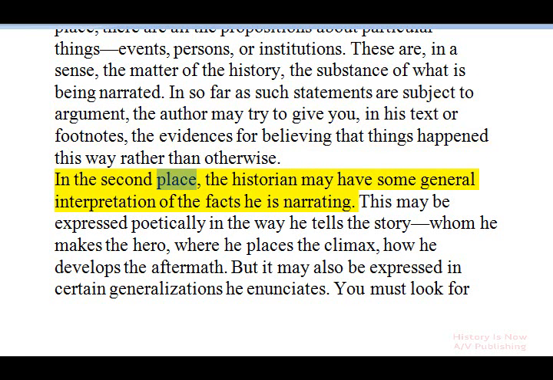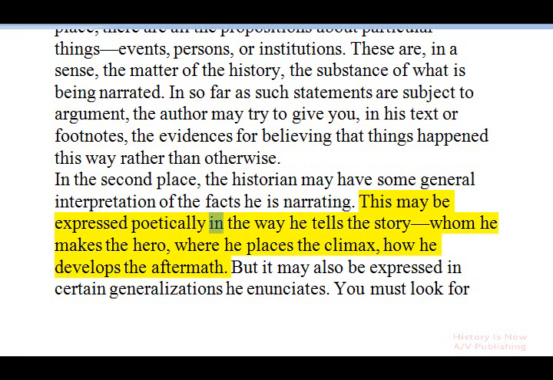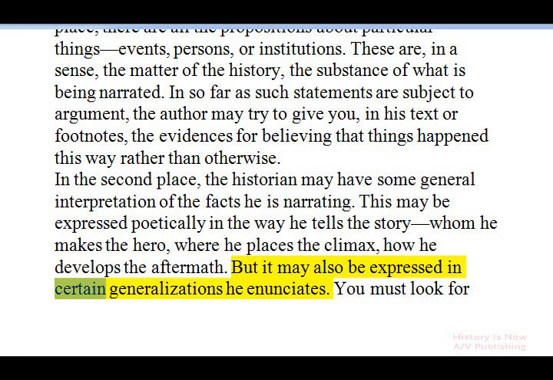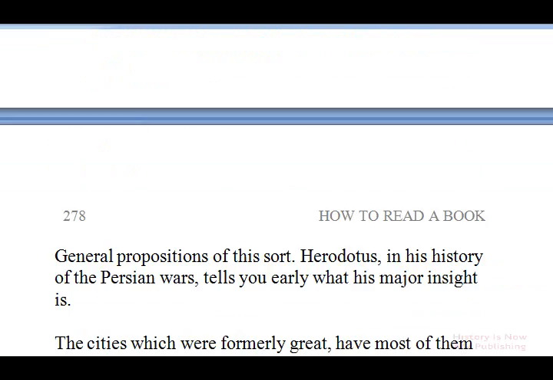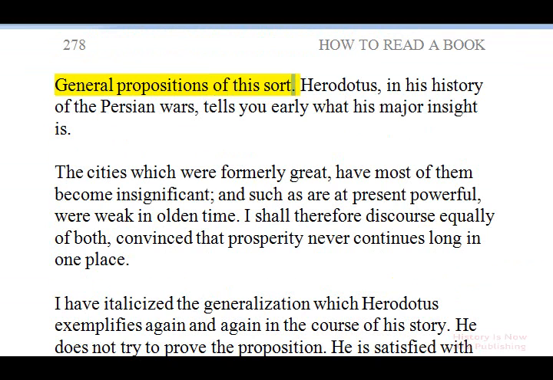In the second place, the historian may have some general interpretation of the facts he is narrating. This may be expressed poetically in the way he tells the story, whom he makes the hero, where he places the climax, how he develops the aftermath. But it may also be expressed in certain generalizations he enunciates. You must look for general propositions of this sort.